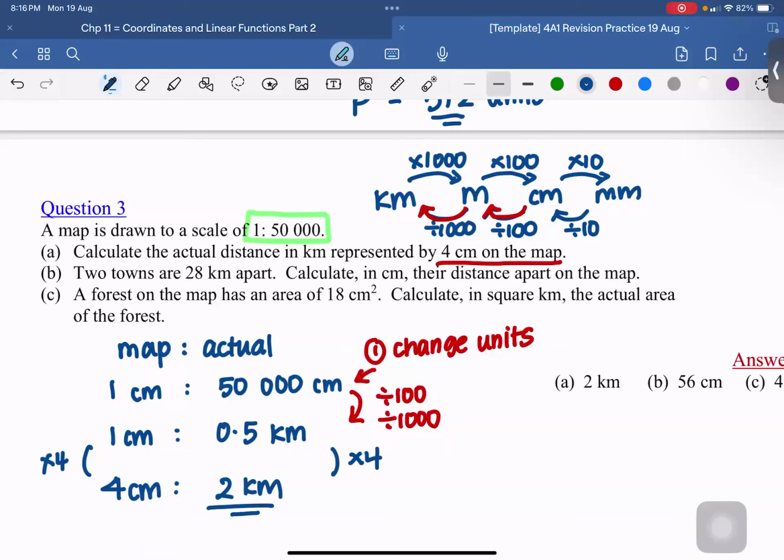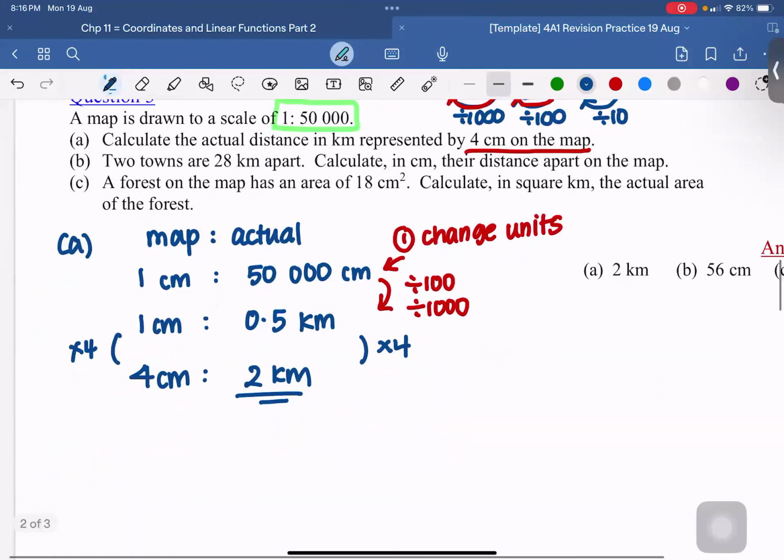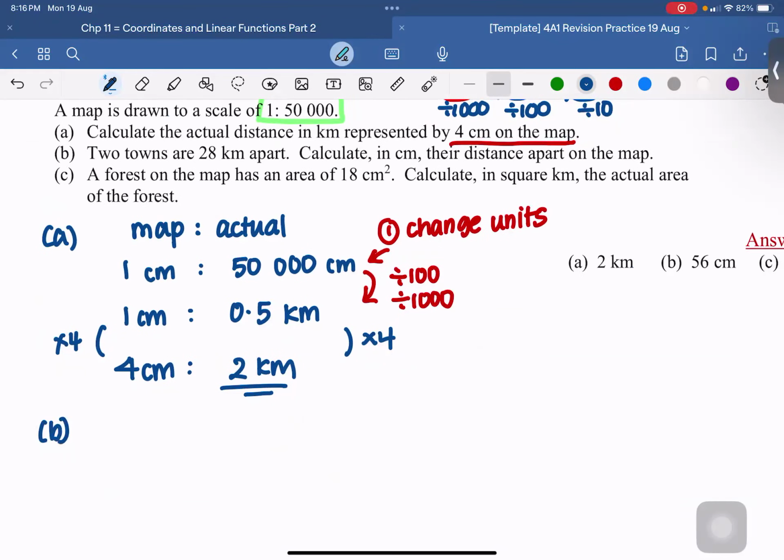I repeat again, nowadays the exam paper, the answer blank never puts the units, so you've got to write down the units. Part B, the two towns are 28 kilometers apart. Notice the units over here, 28 kilometer. So this means this is a long distance. It must be the number for the actual.